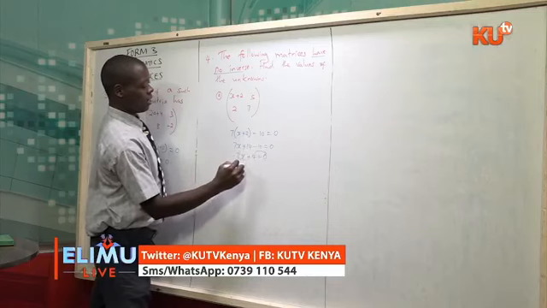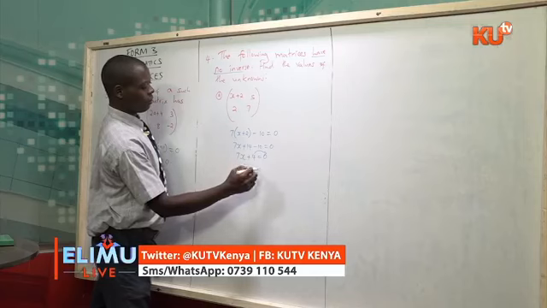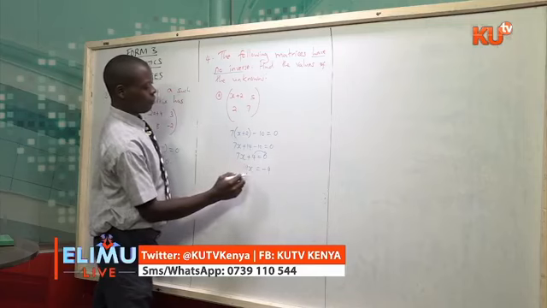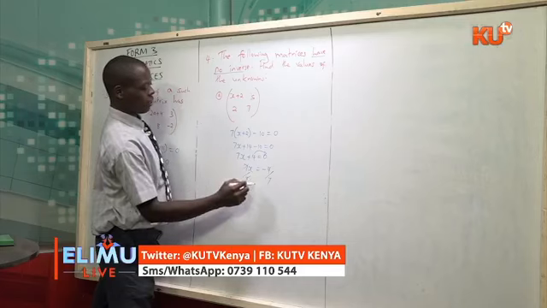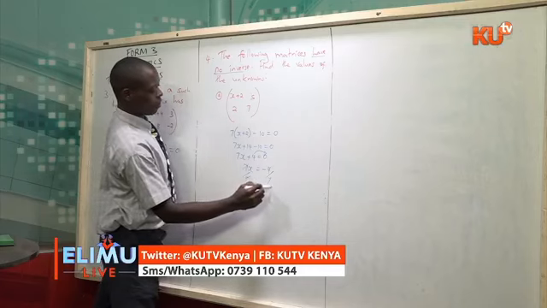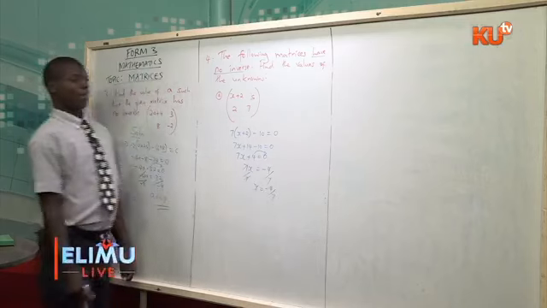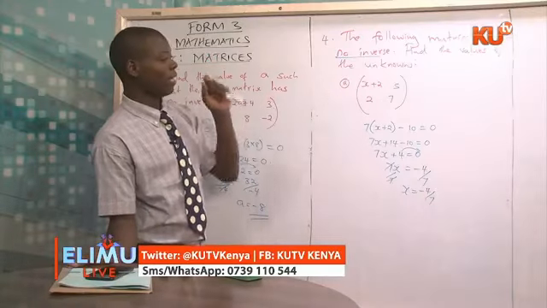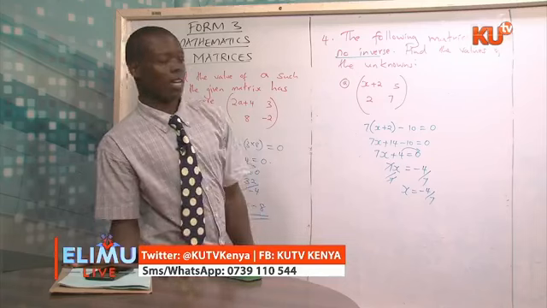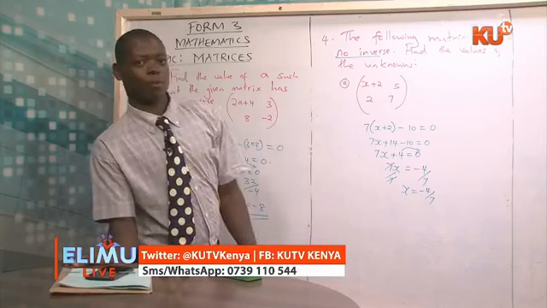Then take this to the right side. 7x is equal to minus 4. Divide by 7 on both sides, this cancels. So x is equal to minus 4 over 7. And if you replace x with minus 4 over 7 and work it out, you will still find the determinant of this matrix to be 0.